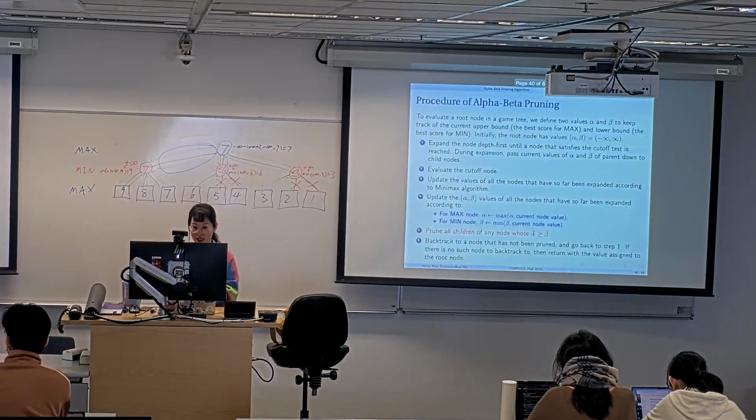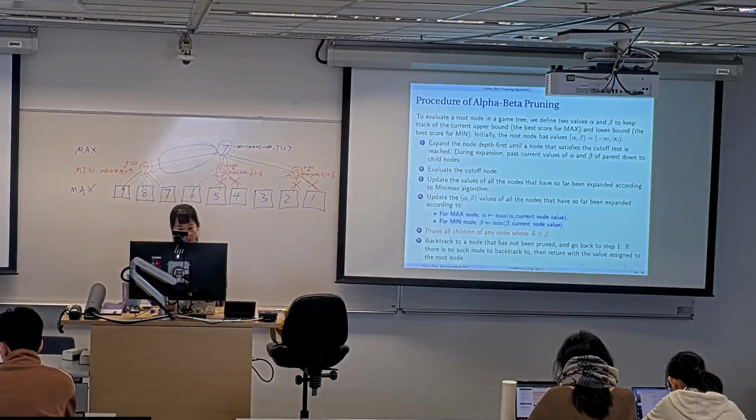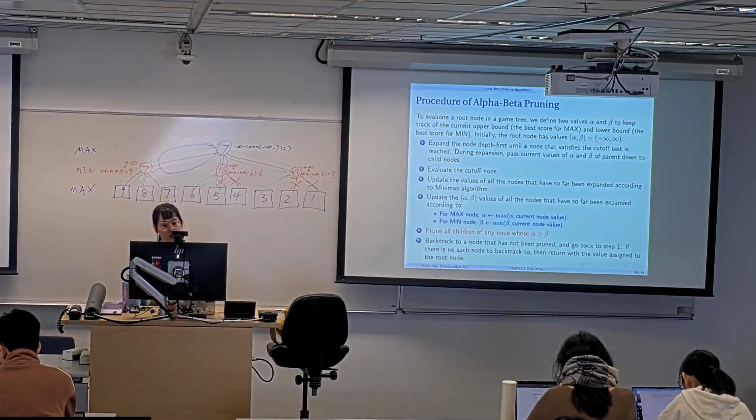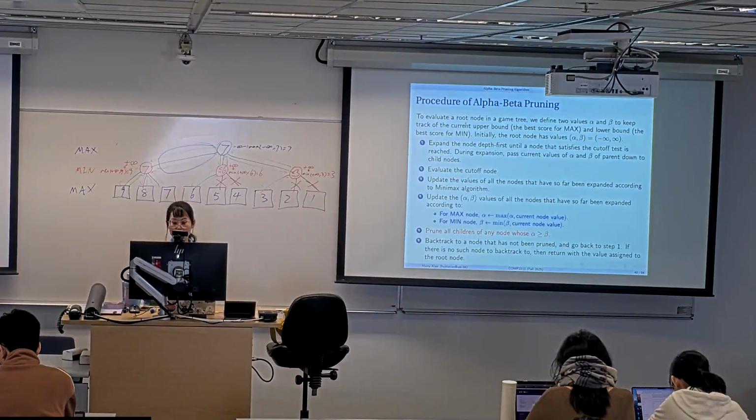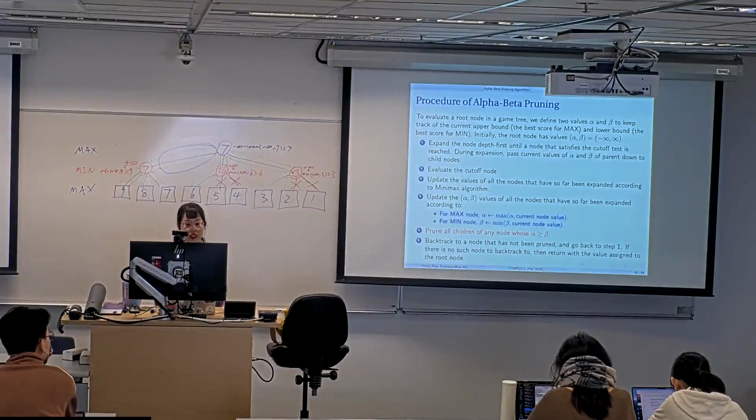Next, let's see the procedure of alpha-beta pruning, like how to execute such an algorithm. Again, we need to evaluate some game state, and we know a game state is exactly a node in a game tree. So we want to evaluate such a root node in the game tree. We first define two values, alpha and beta. We need the two values to keep track of the current upper bound, which is the best score for max, and also the lower bound, which is the best score for min. Alpha is such upper bound, beta is such lower bound.